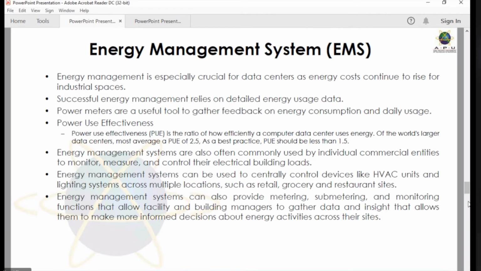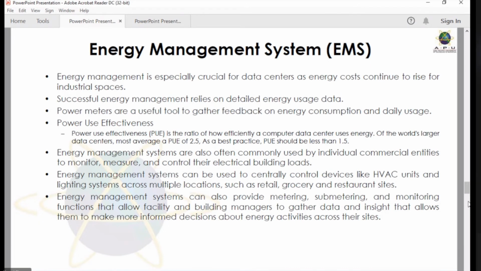Energy management systems are also commonly used by individual commercial entities to monitor, measure, and control their electrical building loads. To manage a building's electrical loads, we use this EMS. An energy management system can be used to centrally control devices like HVAC units and lighting systems across multiple locations such as retail, grocery, restaurant sites, etc. So EMS can be implemented not only in data centers but also in retail stores, groceries, supermarkets, and restaurants.